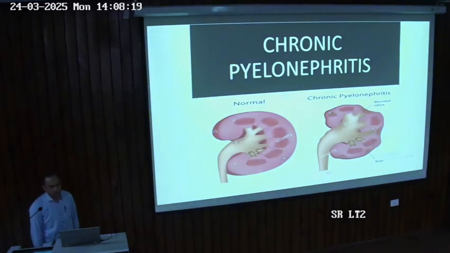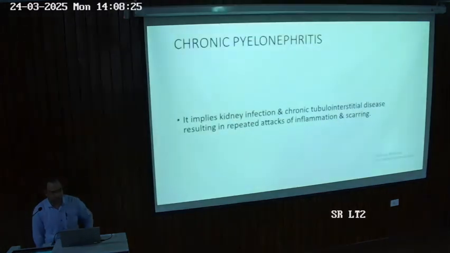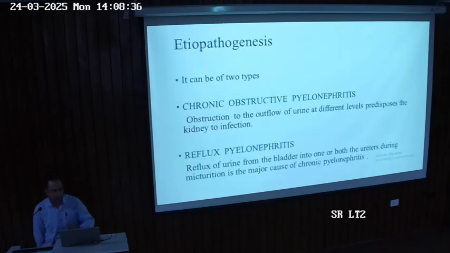Second is chronic pyelonephritis. In chronic pyelonephritis, the kidney is asymmetrical and shrunken. It implies kidney infection and chronic tubulointerstitial disease resulting in repeated attacks of inflammation and scarring.